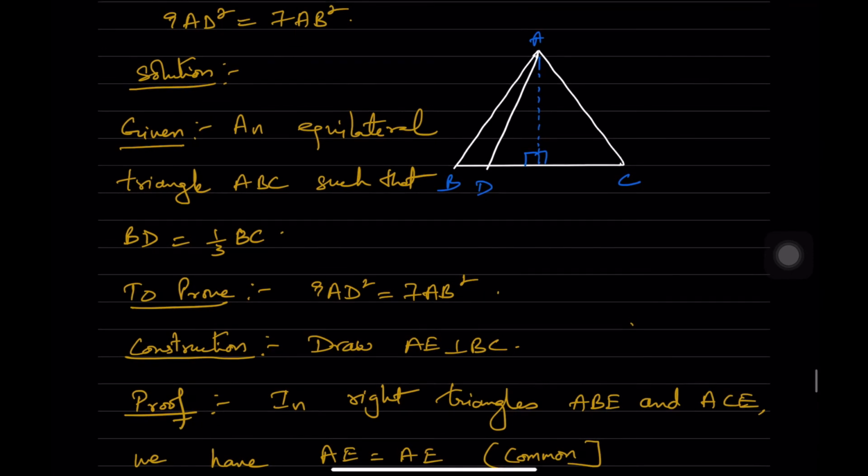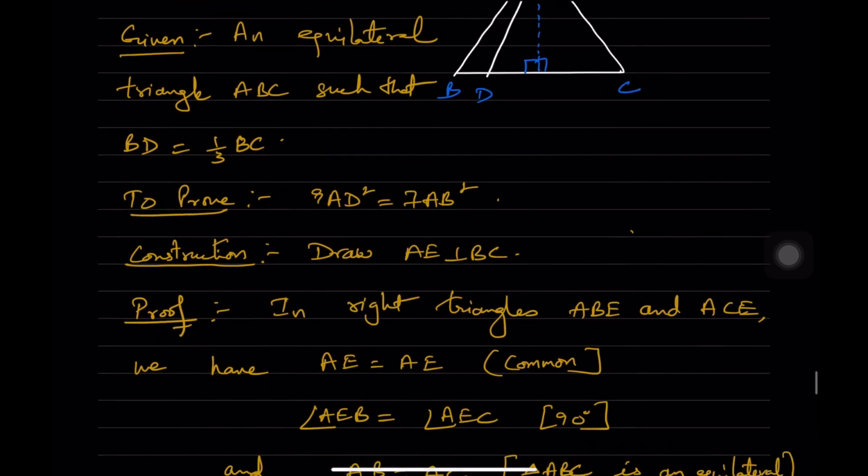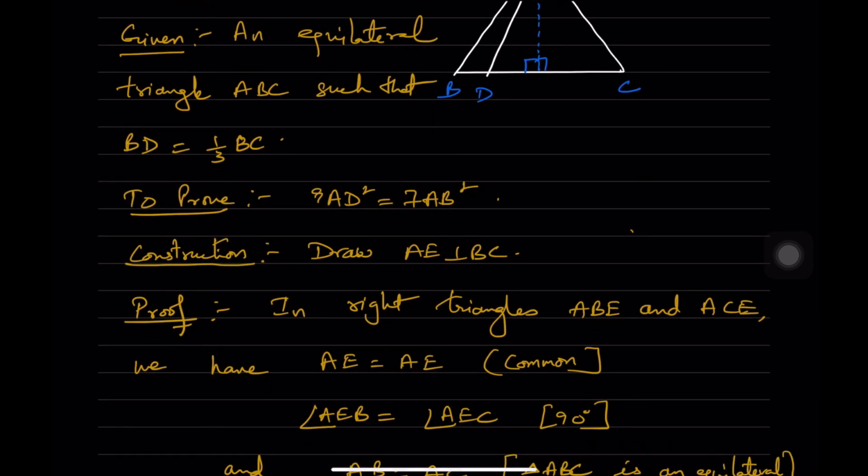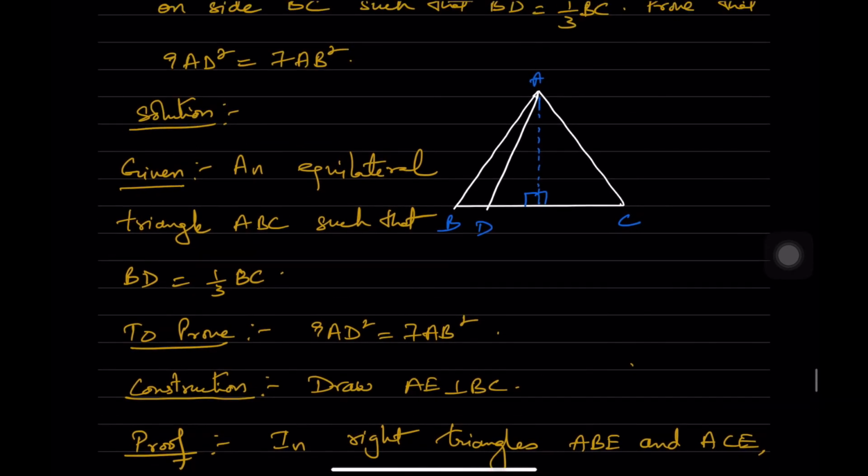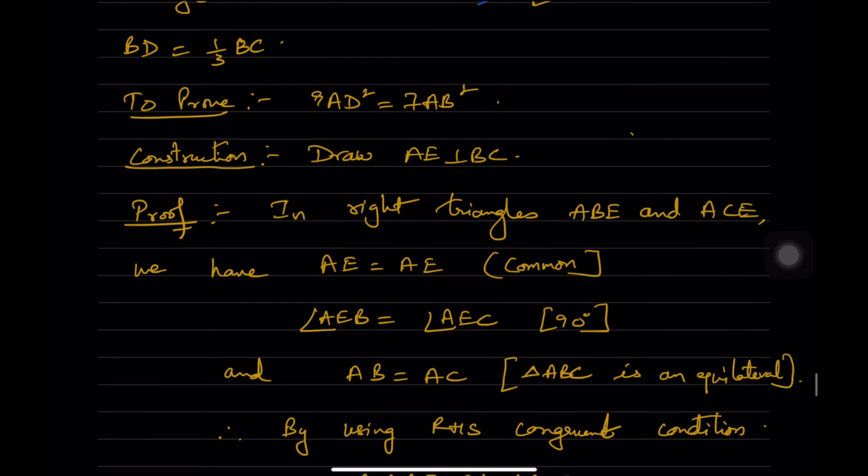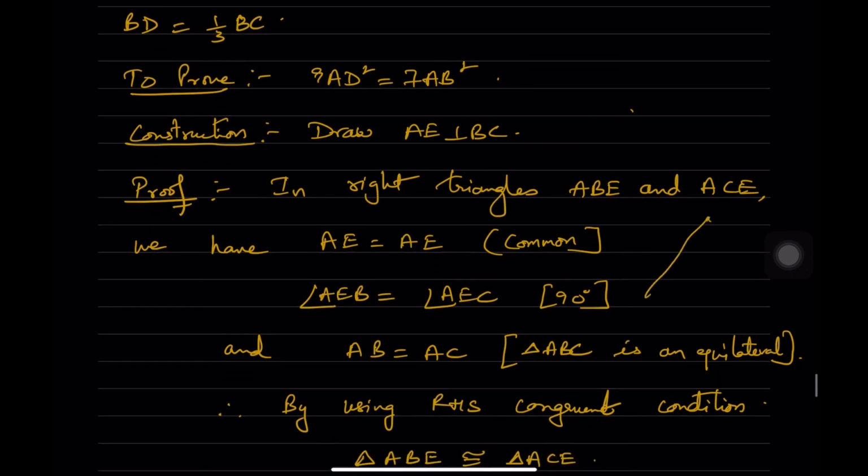Now draw AE perpendicular to BC. In right triangle ABE, AE is perpendicular to BC. Like you are having a triangle in this way, A, B, C, here you have drawn AD, where BD is equal to 1/3 of BC, and AE is perpendicular to BC.